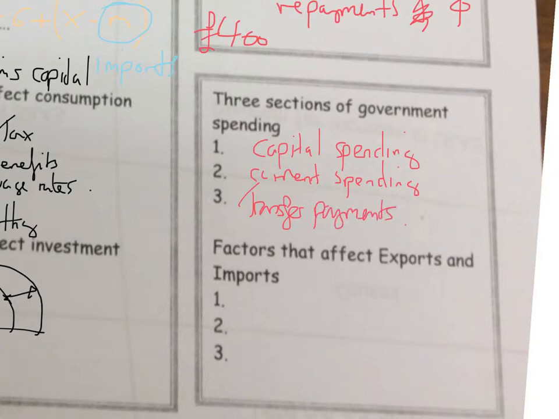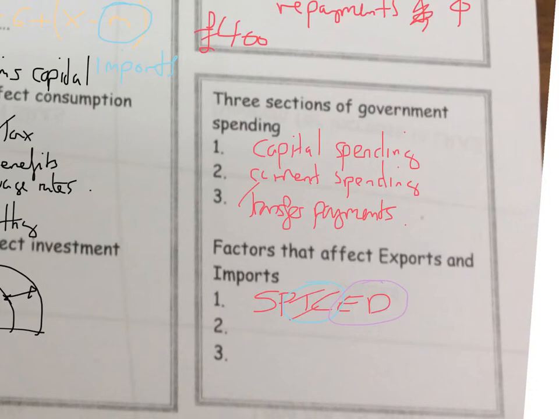Right, final bit, factors that affect exports and imports. So if the UK end up getting a strong pound, which means imports will become cheap. I've got to not use that colour. And exports will become dear. Right, if imports are cheap, we're going to end up buying loads of imports. And if exports are dear, no one's going to be buying our goods. So that would actually mean that we'd end up getting a bad trade balance. We'd be not exporting enough and importing too much.